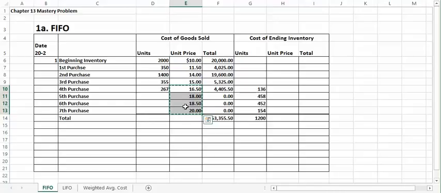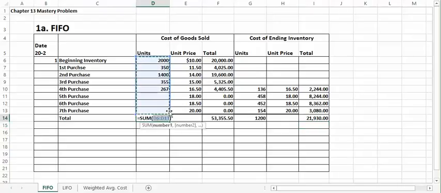And then to figure out the math, we're just going to copy things over. So we're going to do this the easy way. We're going to let the computer do it. We're going to take the 136 multiplied by the $16.50. Copy that formula down. And there we go. That means we have 1,200 units in ending inventory, and the cost is $21,930.